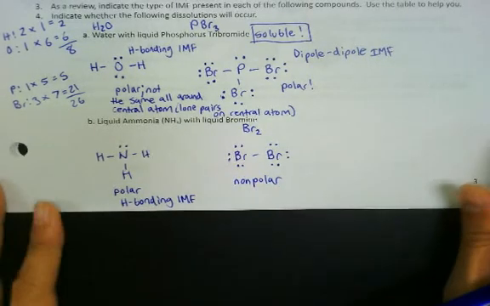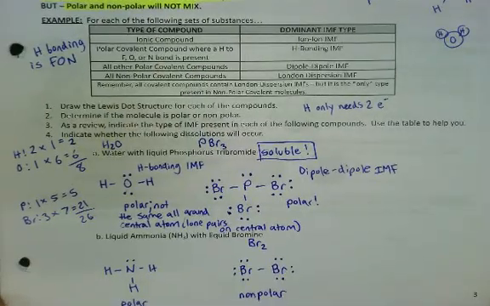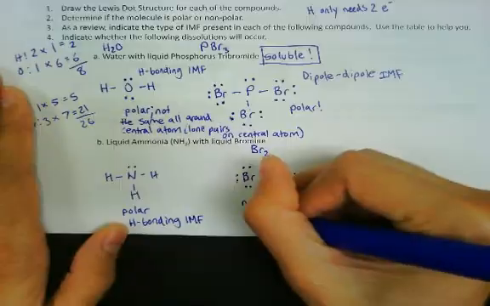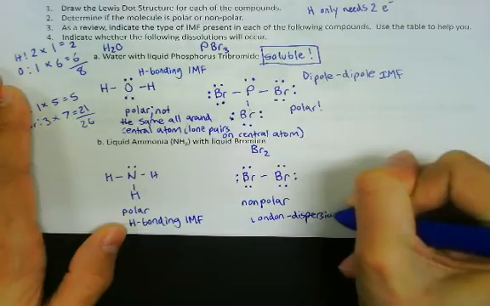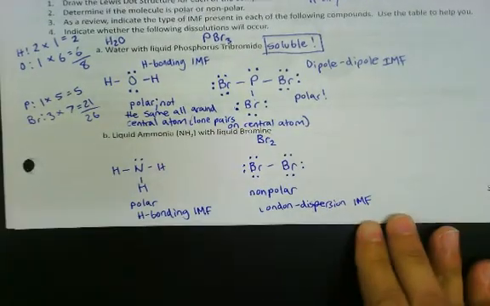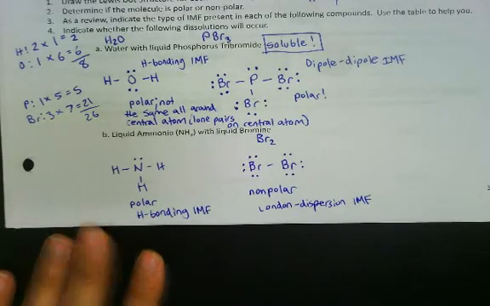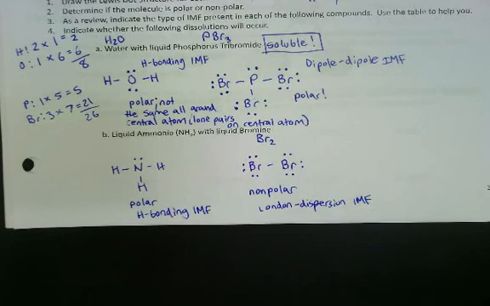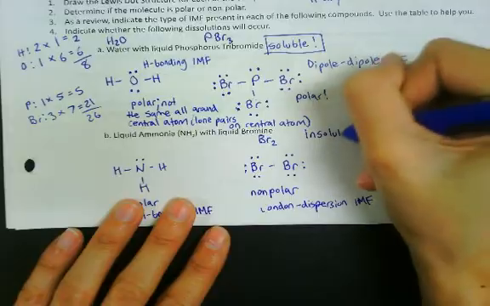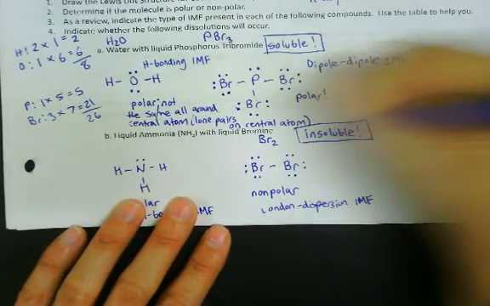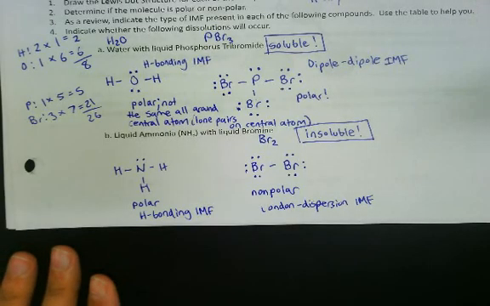And for this guy, as a nonpolar molecule, what is going to be the dominant IMF, the only IMF present? London dispersion. London dispersion IMF. Okay? Any questions there? So, if we have a polar and a nonpolar, are they going to be able to dissolve in one another? No, they aren't. This is going to be an insoluble case. These two things are not soluble in one another. Any lingering questions there?